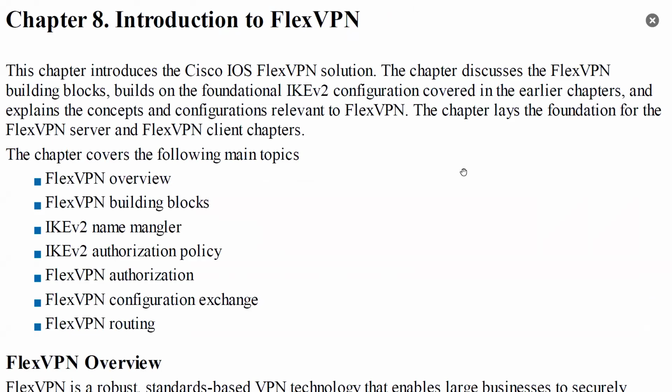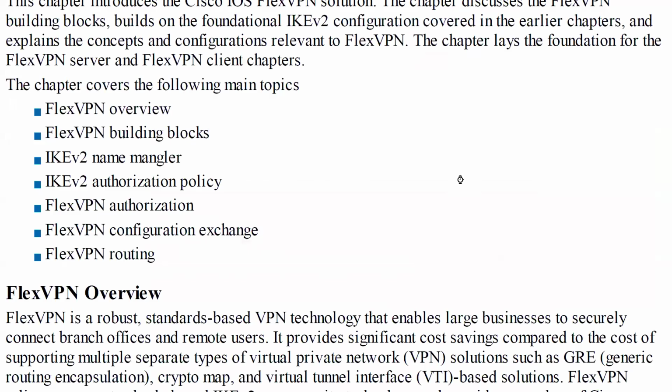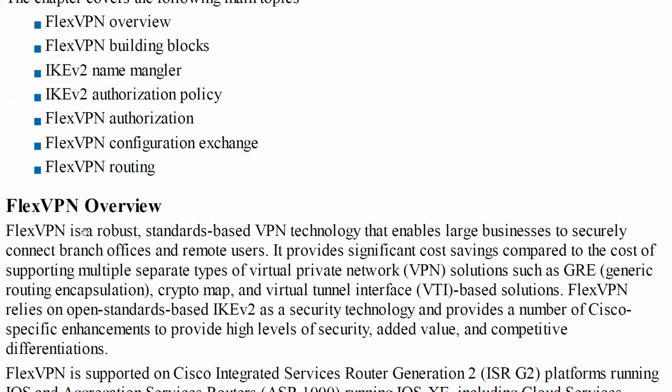See here. FlexVPN is a robust standards-based VPN technology that enables large businesses to securely connect branch offices and remote users. Remote user means remote access VPN, and branch offices is your site-to-site, and multi-site concept. It provides significant cost savings compared to supporting multiple separate types of virtual private network solutions like GRE, crypto map, and virtual tunnel interface-based solutions.